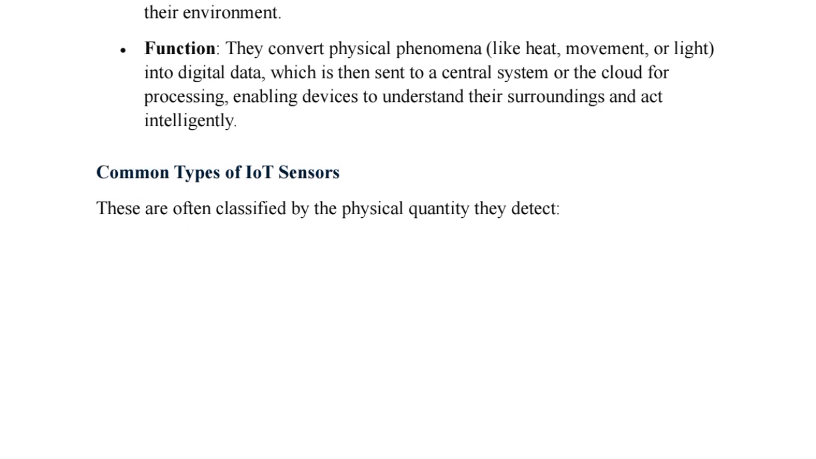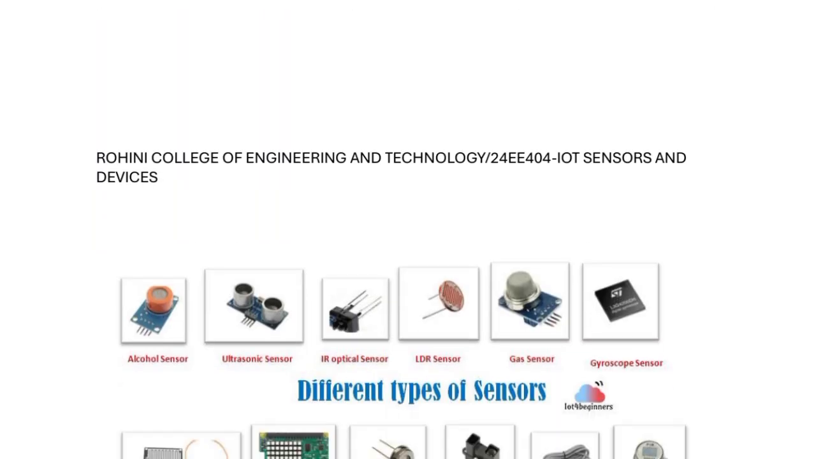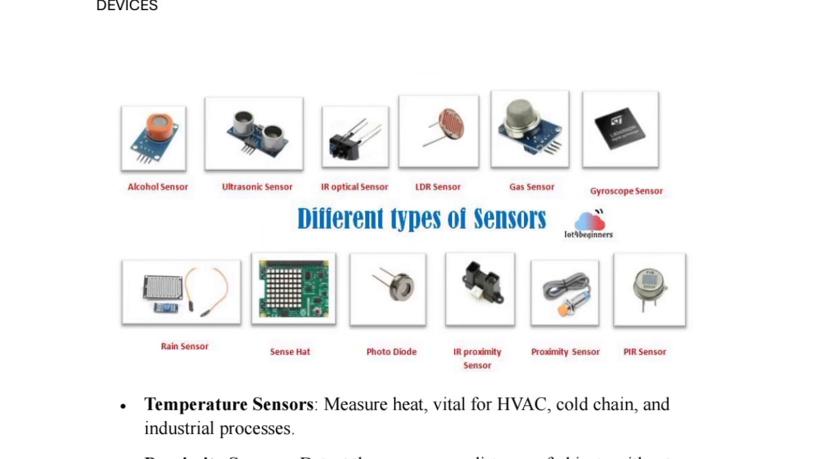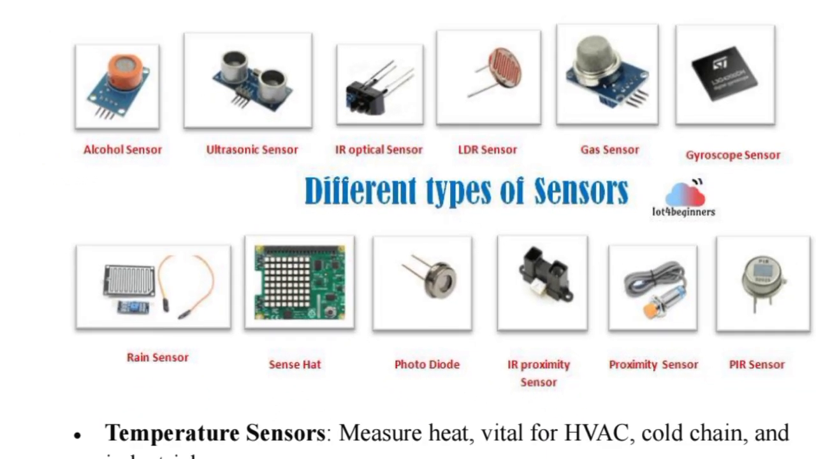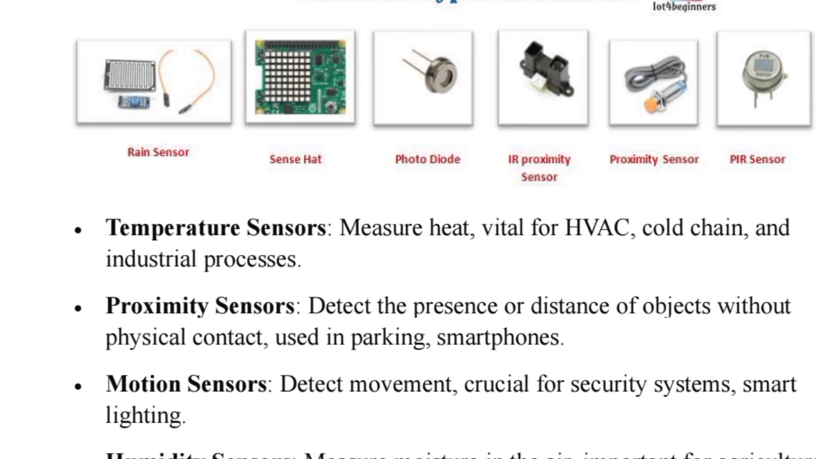Now, what are the common types of IoT sensors? See here, these are examples of types of sensors. Here we have displayed many types of sensors: ultrasonic sensor, IR optical sensor, gas sensor, gyroscopic sensor, proximity sensor, rain sensor. So there are types of sensors like that. By the name itself, we can easily understand the purpose of these sensors.